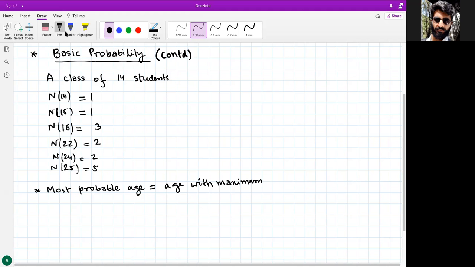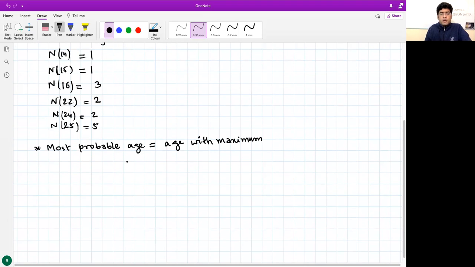All right, so what we were doing is basic probability. We had taken this example from yesterday's class, a class of 14 students, with the distribution given to you like this. We had calculated some of the probabilities. Now we're proceeding further along that direction. We have the most probable age. Most probable age is the age with the maximum probability.